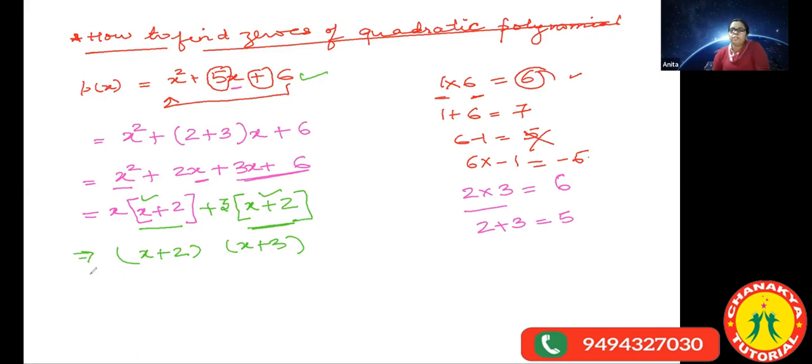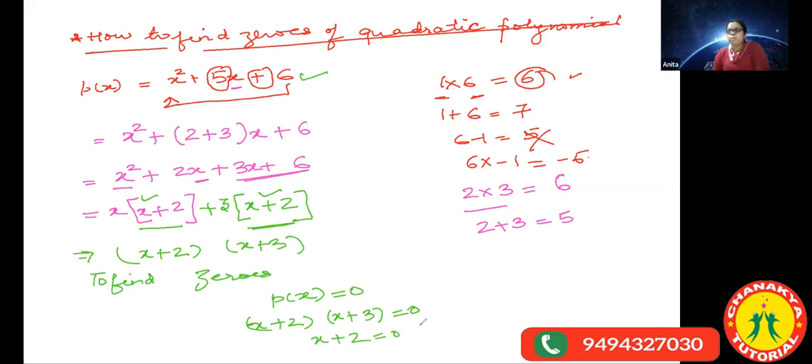But we have to find zeros. So to find zeros, you will put this p(x) equal to 0. So therefore, x plus 2 into x plus 3 will be equal to 0. Now x plus 2 will be equal to 0. Put them separately equal to 0. Then value of x will be minus 2 and minus 3. Clear? Have you understood? Yes, ma'am.